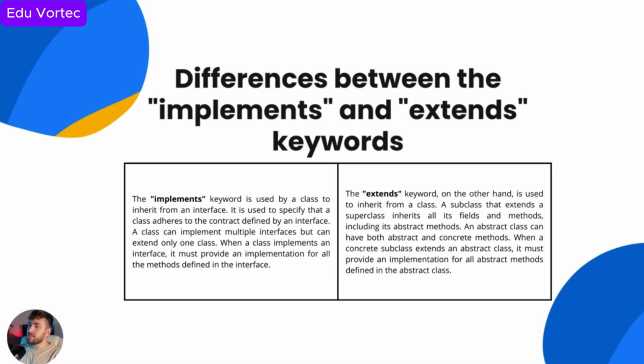A subclass that extends a superclass inherits all its fields and methods, including its abstract methods. An abstract class can have both abstract and concrete methods. When a concrete subclass extends an abstract class, it must provide an implementation for all abstract methods defined in the abstract class.